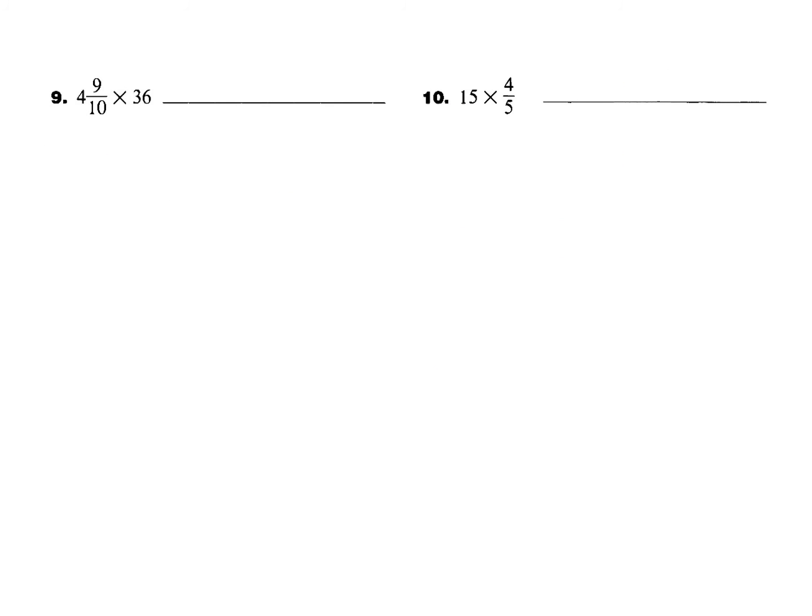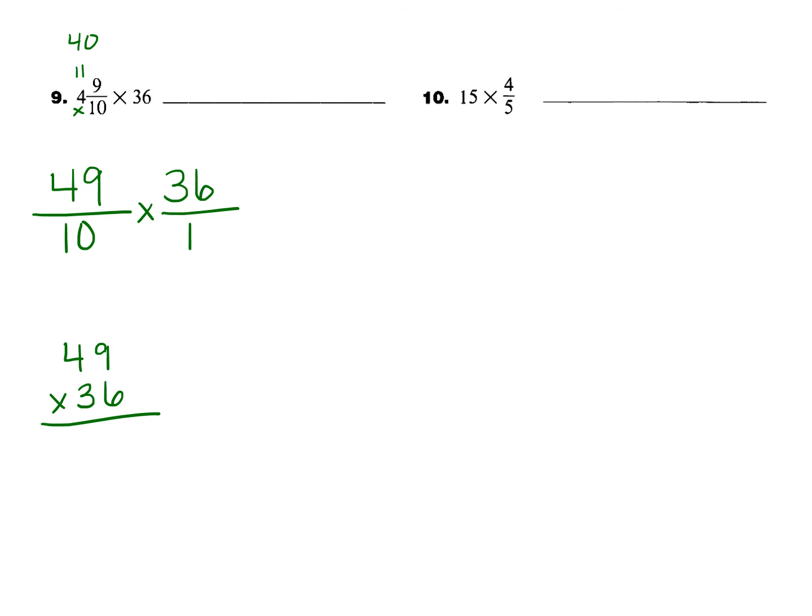Question number 9. 4 9/10 times 36. 10 times 4 equals 40. 40 plus 9 equals 49 over 10 times 36 over 1. 49 times 36. 6 times 9 is 54. 6 times 4 is 24, 25, 26, 27, 28, 29.